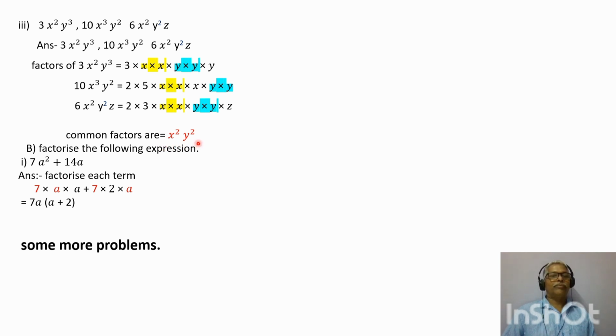Got it? Now we factorize the following expressions. First one is 7a square plus 14a. Answer: factorize each term. 7a square is 7 into a into a, plus this is 7 into 2 into a. So 7a can be taken common from this. I have taken 7a from this, what remains is only a, and 7a from this, what remains is plus 2. So the factors are 7a into the bracket a plus 2.